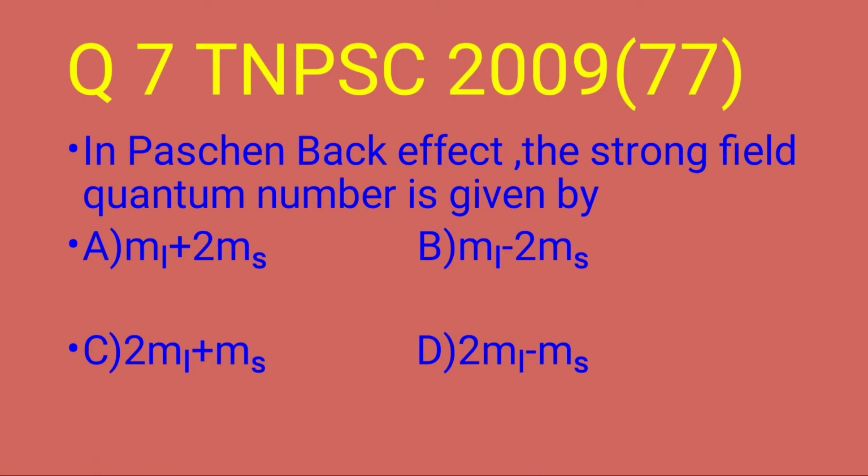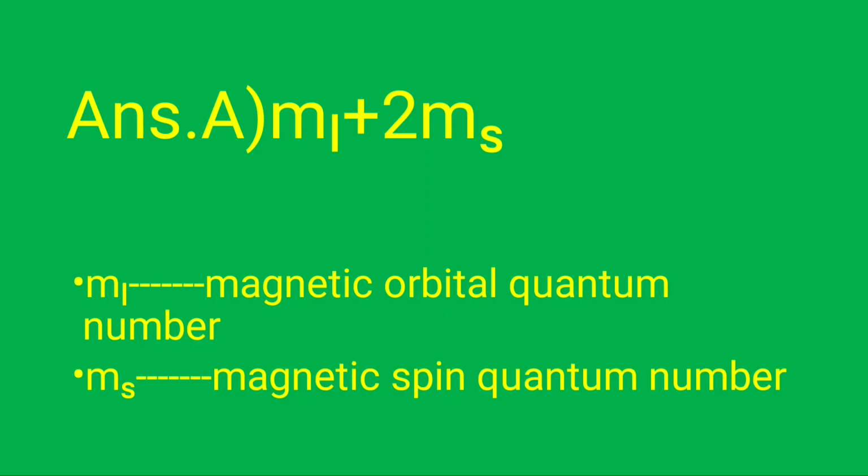Question number 7. In Paschen-Back effect, the strong field quantum number is given by option A, ml plus 2ms, option B, ml minus 2ms, option C, 2ml plus ms, option D, 2ml minus ms. ml is the magnetic orbital quantum number, ms is the magnetic spin quantum number. Therefore, answer A, ml plus 2ms, is the correct answer.